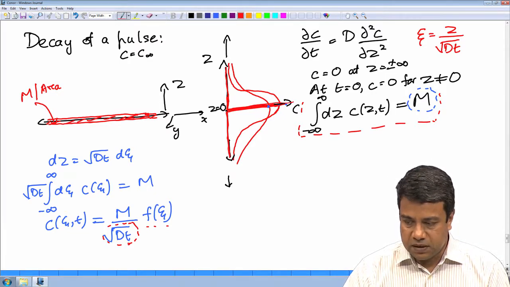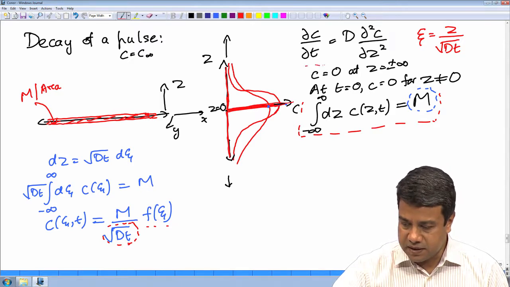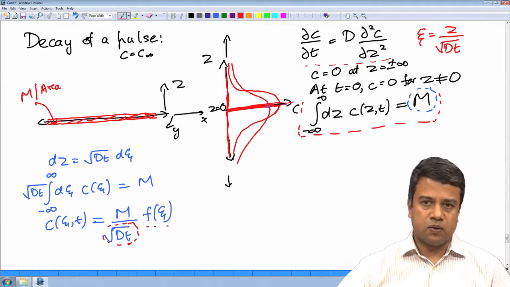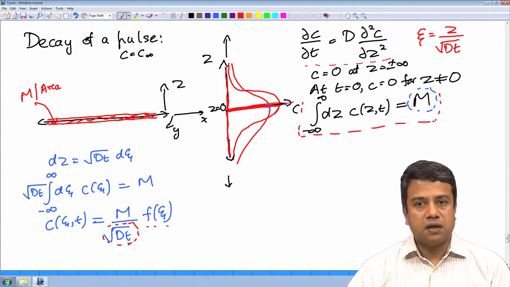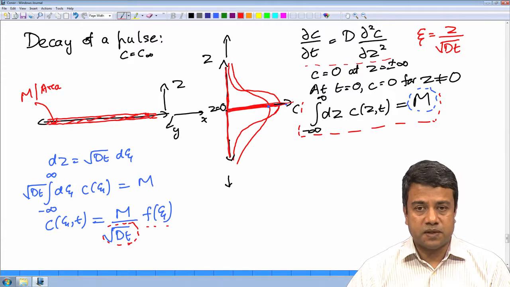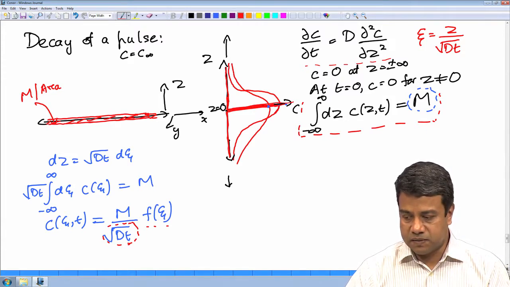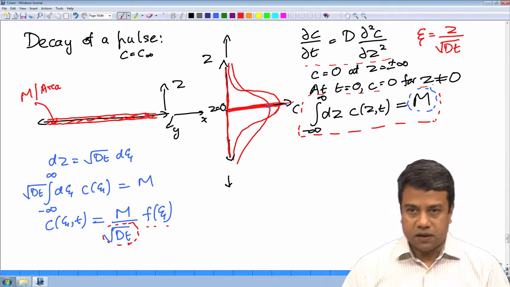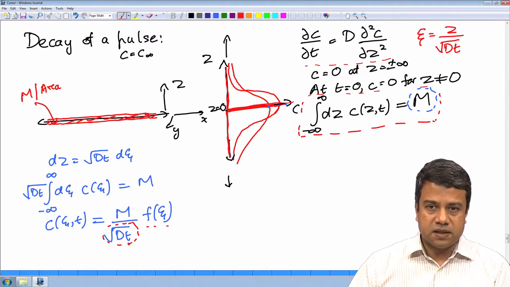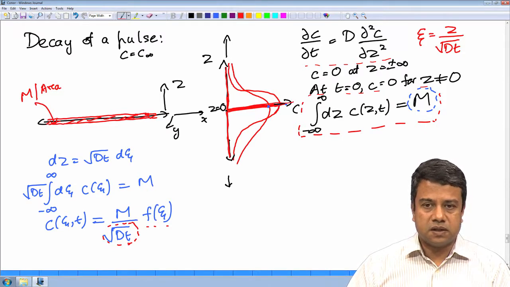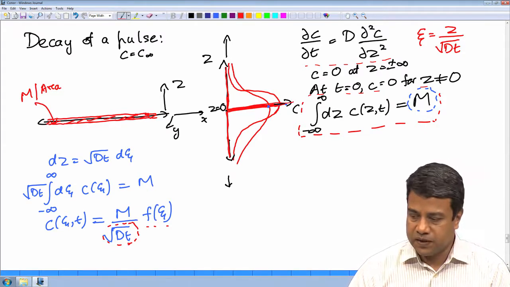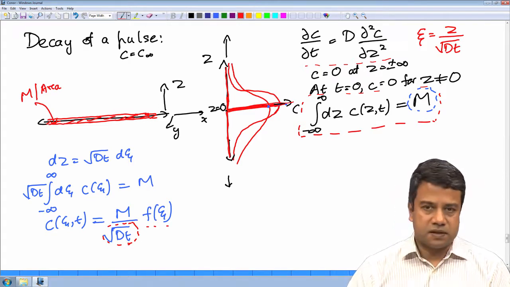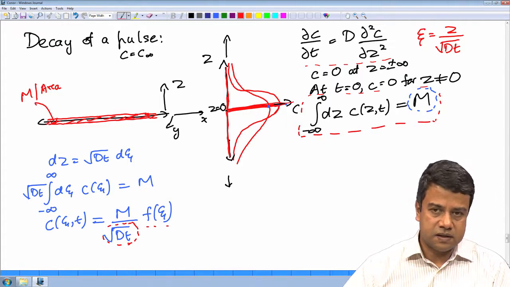Okay. And the diffusion equation remains exactly the same. However, the difference is that as the mass diffuses outwards due to molecular diffusion, the total mass per unit area has to be preserved. So, that at t is equal to 0, the concentration is non-zero only at z is equal to 0. It is equal to 0 everywhere else. The integral of the concentration over the entire region is equal to m.